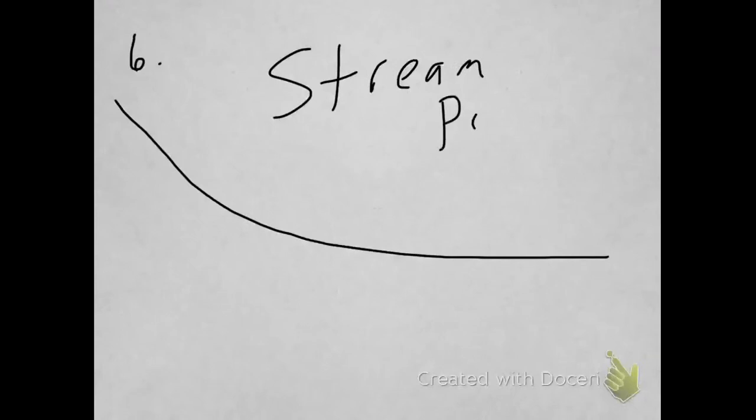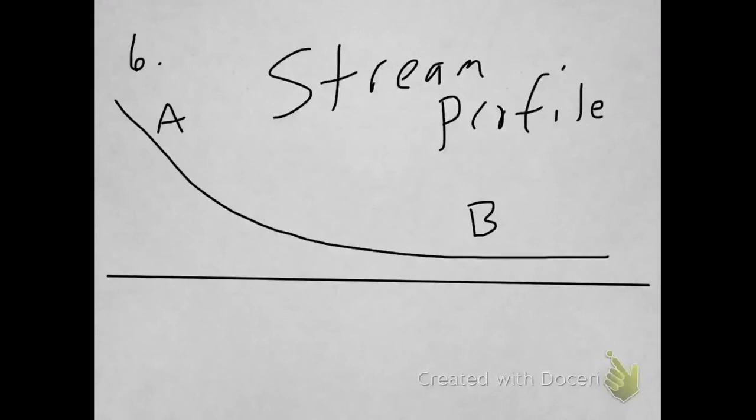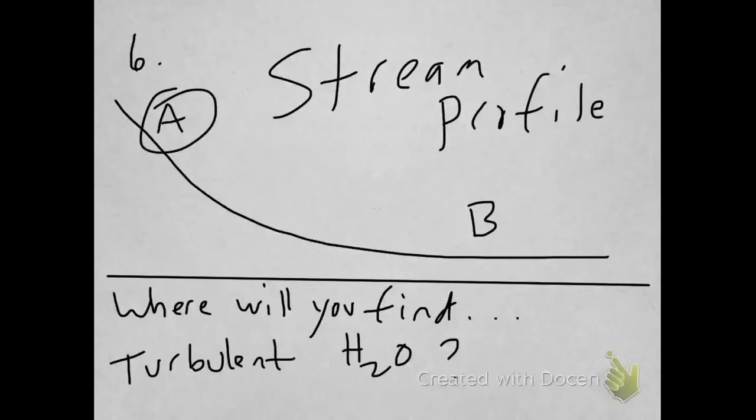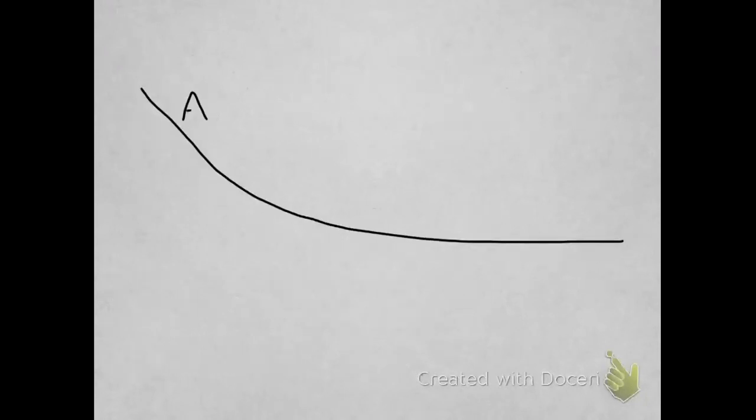So now we're going to consider a stream profile. And we have a letter A listed here at the top and a letter B kind of closer down to the bottom. So you're going to see this little picture many times in many subsequent slides. So your first question, between A and B, where are you likely to find turbulent water or turbulent flow? And the answer is A, because this is a high mountain stream. It's got a lot of rocks in the channel, so you're going to have a lot of rapids.